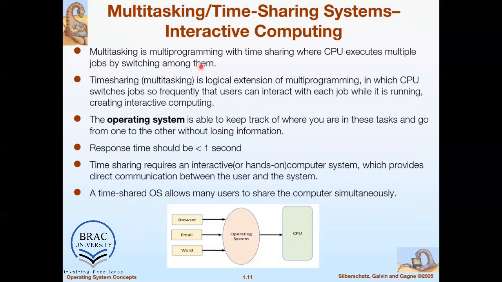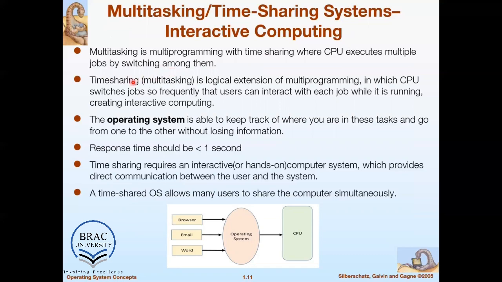So at this point, now we consider the multitasking system. Let's see what is multitasking or time sharing system and how it is different from multi-programming system. Multitasking is multi-programming with time sharing, where the CPU executes multiple jobs by switching among them. It is almost the same as the multi-programming system. Instead of executing a single job at a time, it switches between the jobs.